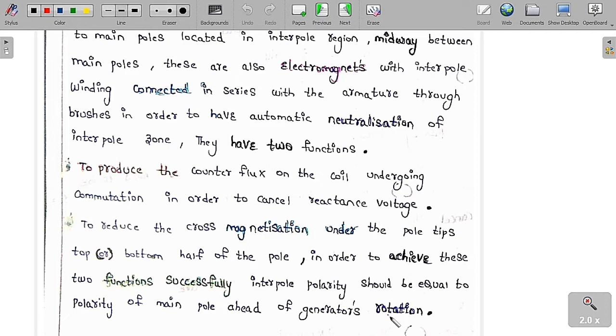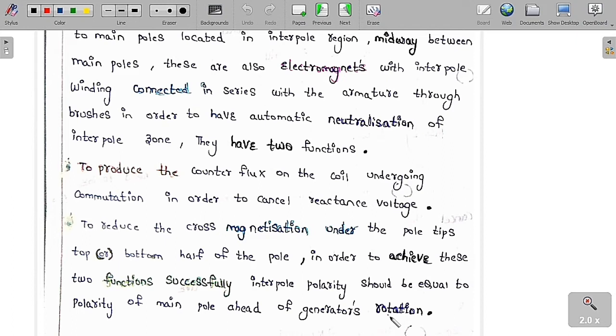They are basically small poles compared to main poles, located in the interpolar region, midway between the poles. These are also electromagnets with interpole winding connected in series with the armature through brushes in order to have automatic neutralization of the interpole zone. They have two functions: to produce the counter flux on the coil undergoing commutation in order to cancel the reactance voltage, and to reduce the cross magnetization under the pole tips, top or bottom of the pole.